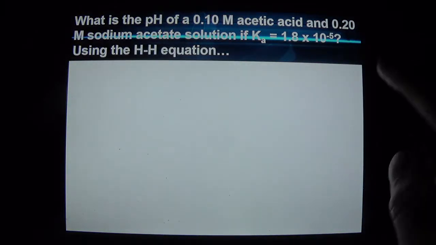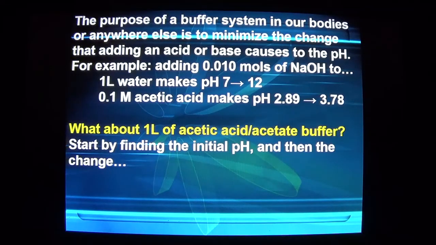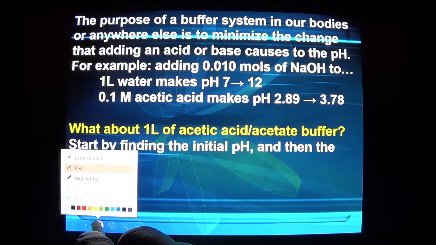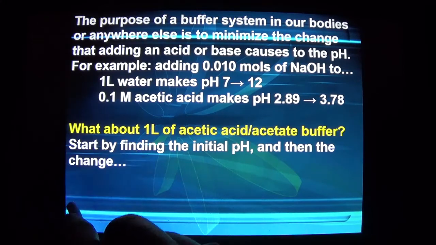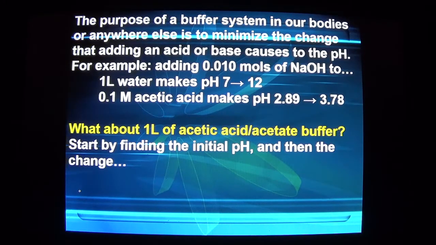So what we are going to look at is what effect a buffer actually makes when we do something like add some base to an acid. So we have buffer systems in our bodies or anywhere else that we have buffers. It's there to minimize the change that adding additional acid or base causes to the pH.